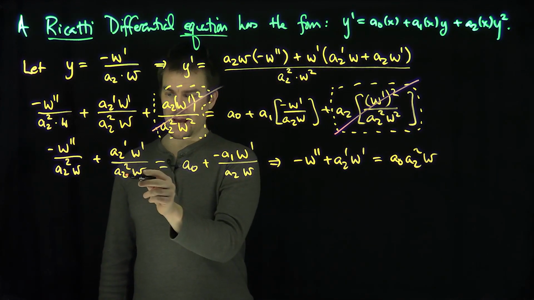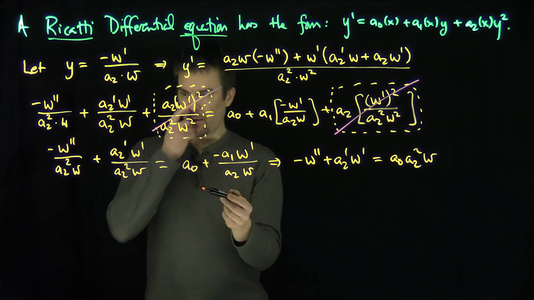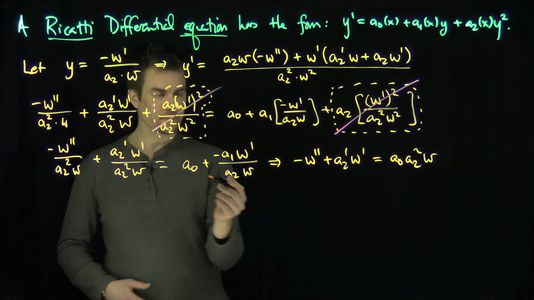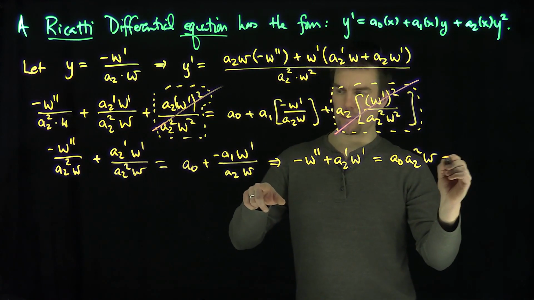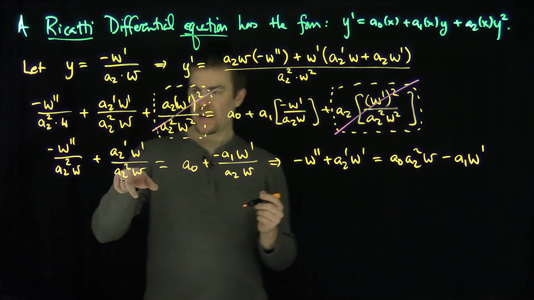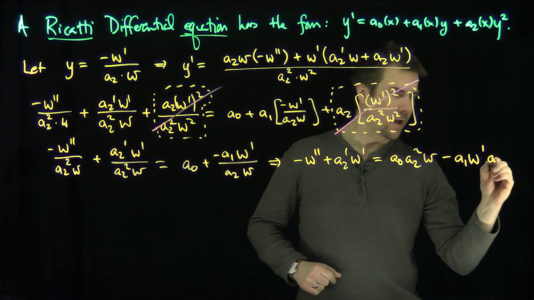And the second term over here, the a2, one of the a2s will cancel, one of the w's will cancel, and then I will have what left over? I'll have an a2 in the denominator, I will have an a2 in the numerator, and this term over here is going to become what? It's going to become negative a1 w prime, that's what the numerator is, and then the a2 w will cancel, I'll be left with just a single a2 factor, a2.